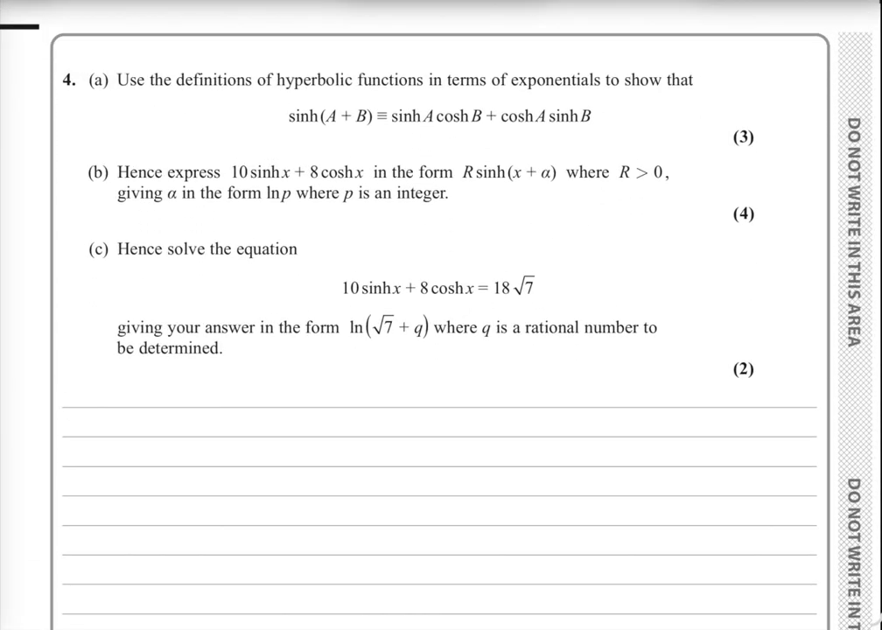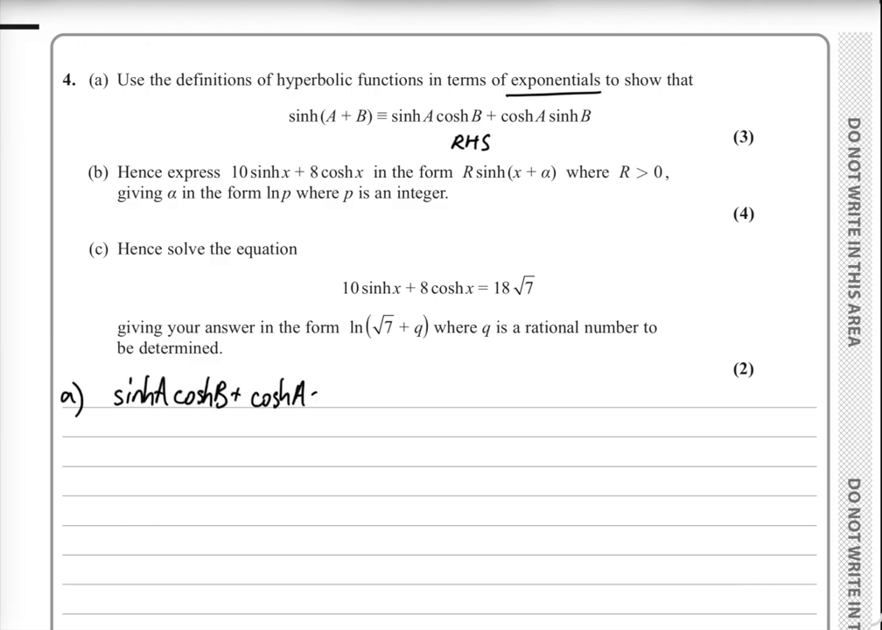Use the definitions of hyperbolic functions in terms of exponentials to show that this identity is true. Now this is one identity that I'm going to start on the right hand side, because there's going to be a lot more terms in there, and I think they're going to simplify to the left more easily than starting on the left and trying to build terms in to get to the right.